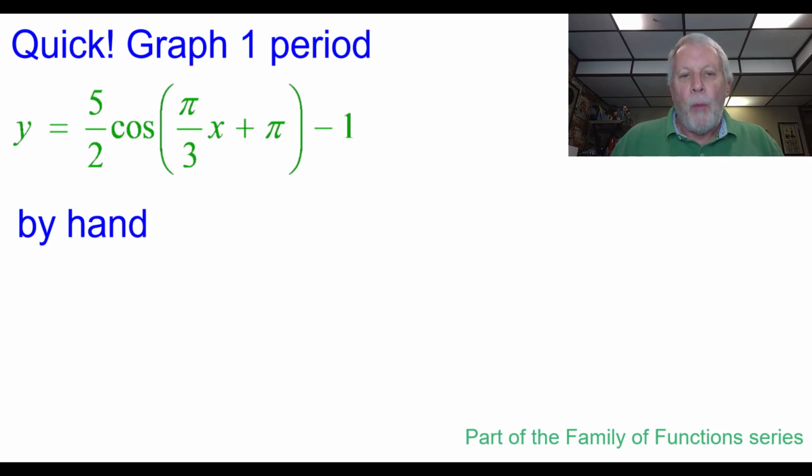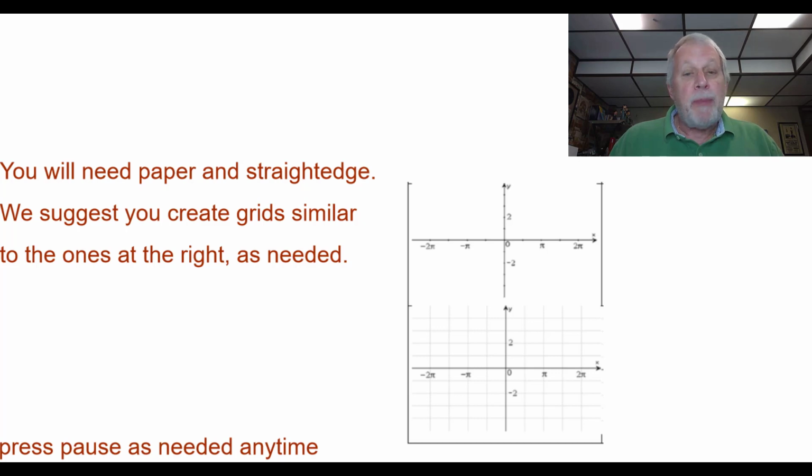Quick graph one period of y equals 5/2 times the cosine of the quantity pi over 3 x plus pi, minus 1, by hand. This is part of the family of functions series. You will need paper and a straight edge, and we suggest you create grids similar to the ones at the right as needed, and press pause as needed anytime during the video.